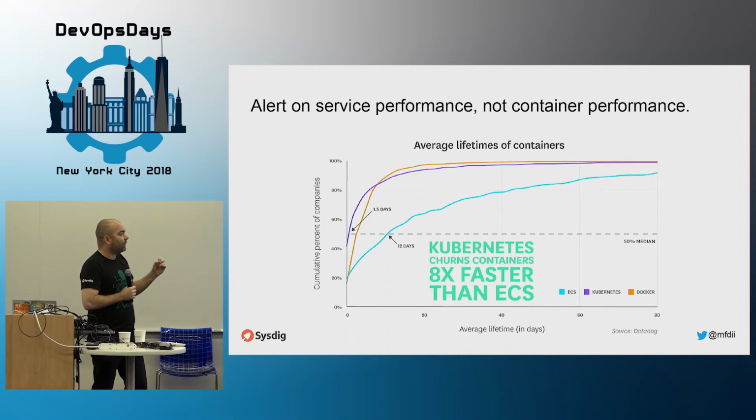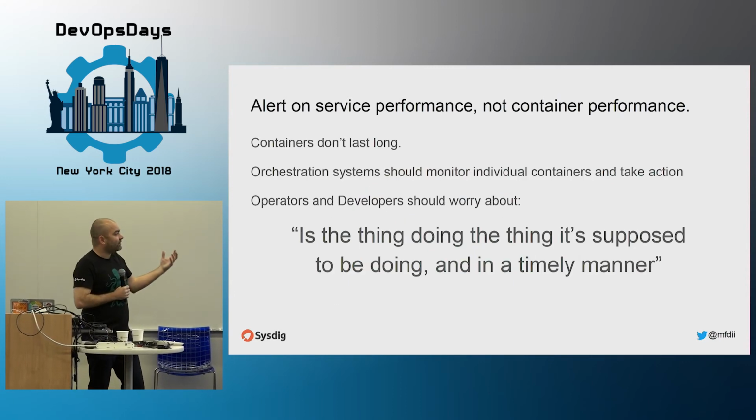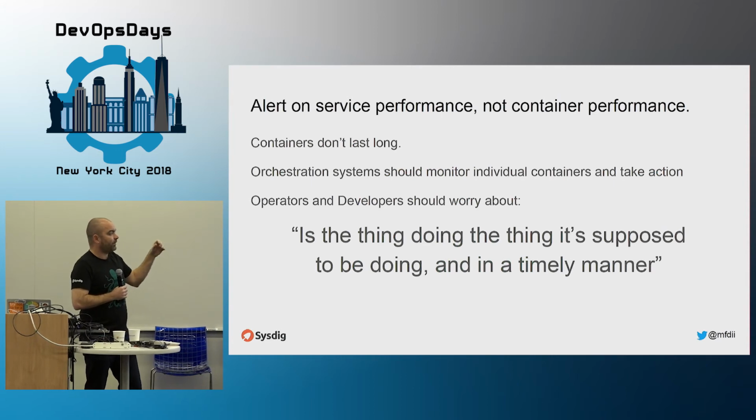Another thing is that you don't want to monitor containers for things like CPU health and alert on the CPU of a container going high, mainly because containers don't last very long. Thank you, Jason, for this diagram. Containers don't last long, and orchestration systems are the ones that should be looking at things like CPU and memory usage and killing off containers and spawning new ones, not your monitoring system. Your orchestrator should be doing that.